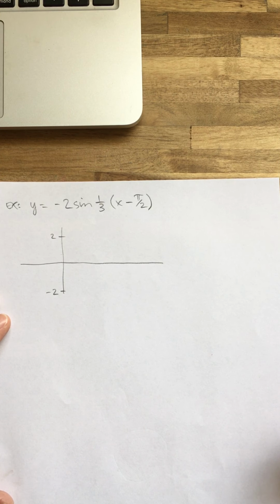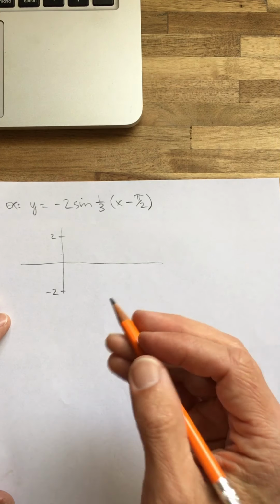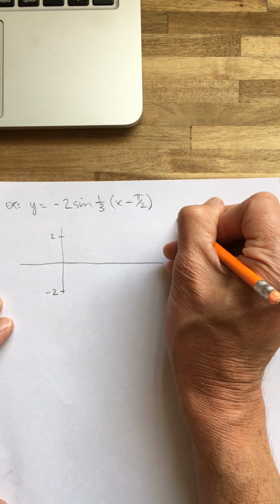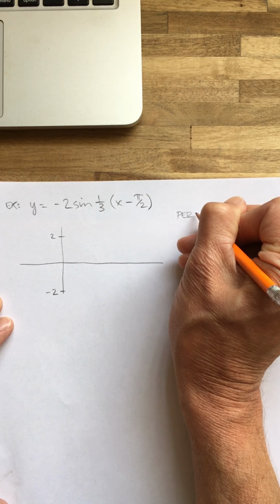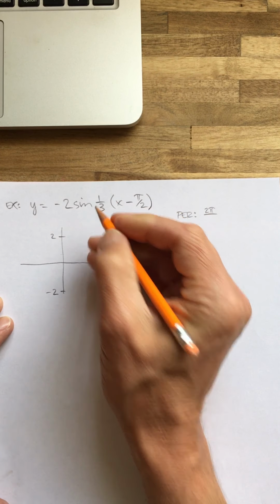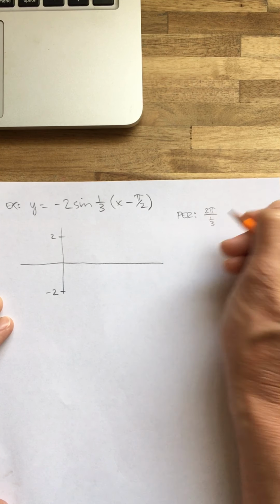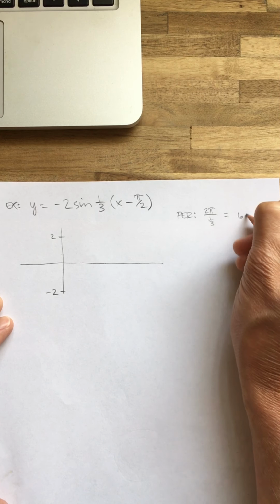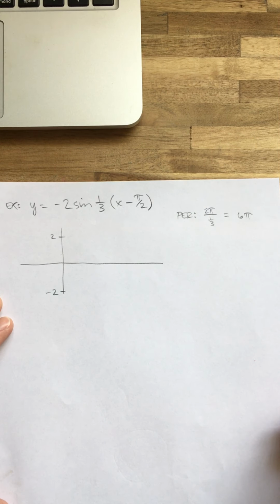All right, so now let's take a look at the 1/3. That's going to help us find the period. So let's get the period. The period is always 2 pi divided by the absolute value there, so that's 1/3. That simplifies to 6 pi. So my period is 6 pi.